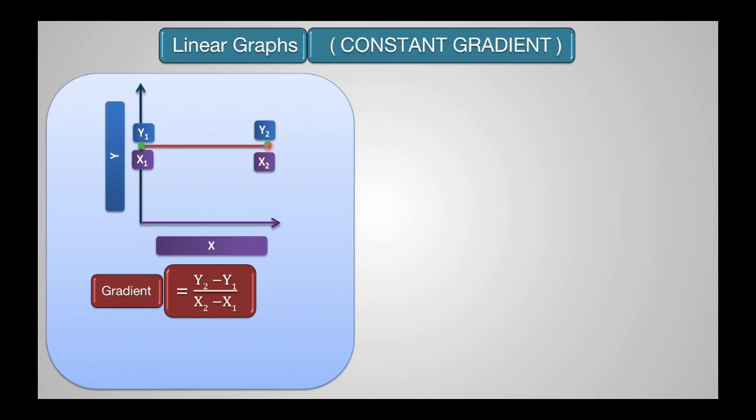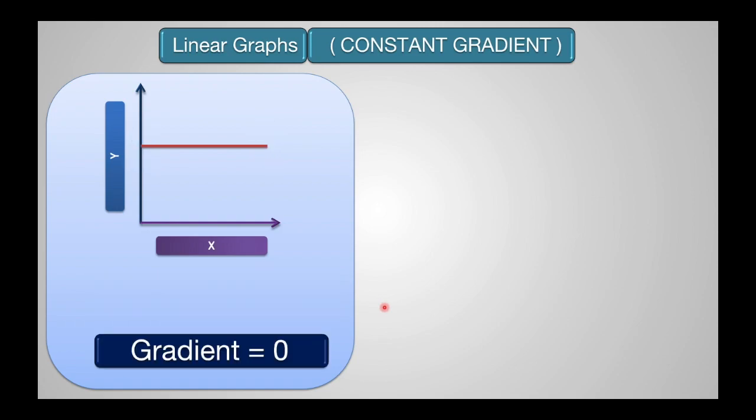If you look at the graph, you can see y1 and y2 are exactly the same. y2 minus y1 will be 0. There is no change in y, but there is a change in x because x1 and x2 are different points. 0 divided by any number should be 0. So this line, a horizontal line, will always have 0 gradient.